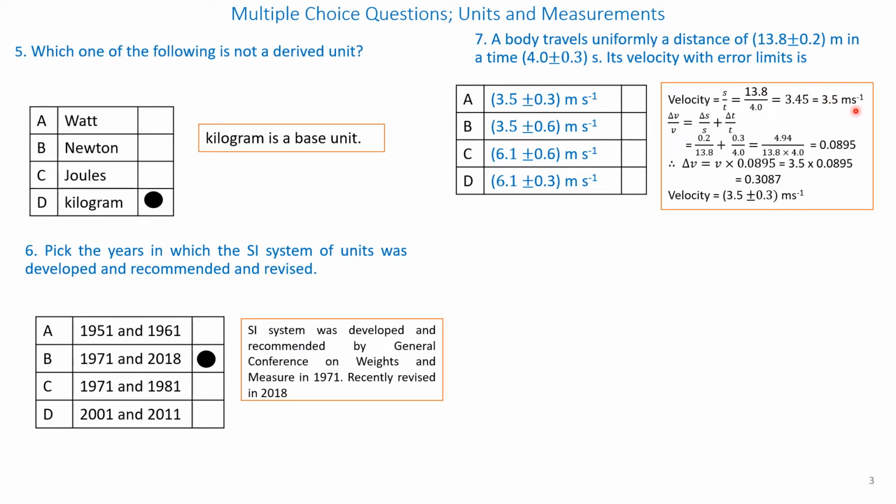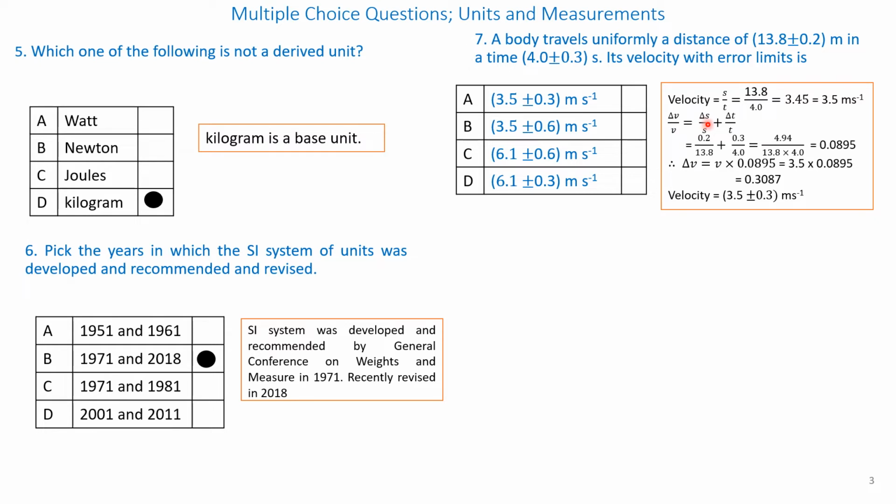per second. Now to find the error, we know that error is given by delta V by V is equal to delta S by S plus delta T by T, where delta V is the error, and V is the velocity, error in velocity to velocity.